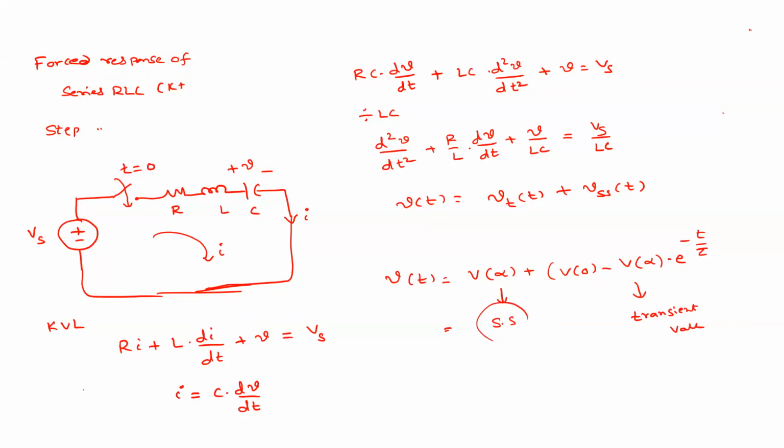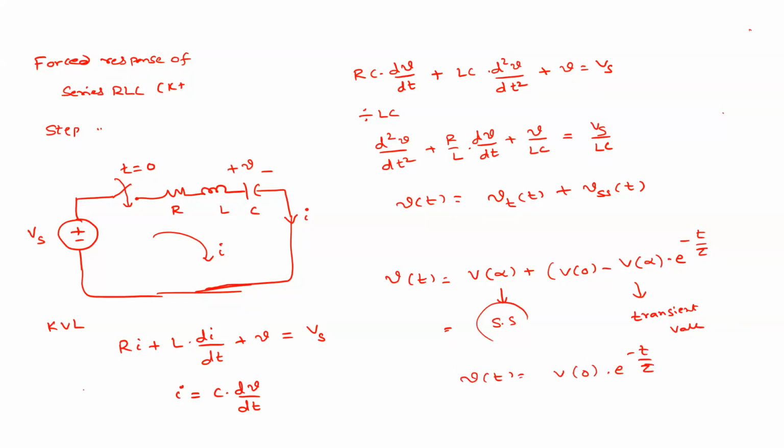In the same manner, we divided this into two parts: the steady state value and the transient value. For example, if the steady state value is equal to 0 in the case of source free response, then you're left with V of t equal to V of 0 into e to the power of minus t by tau. This is the source free expression.